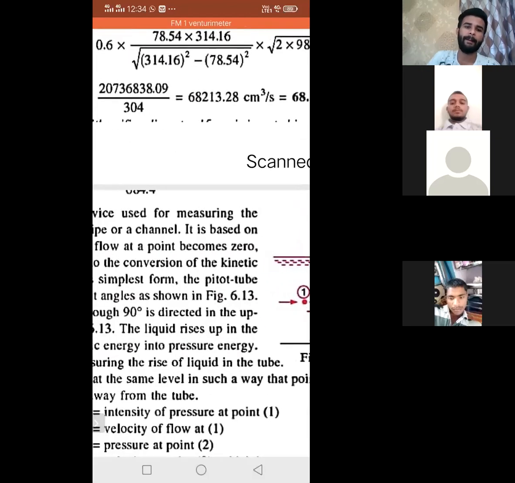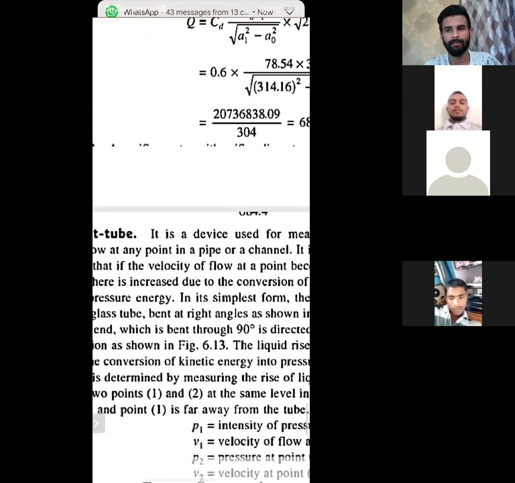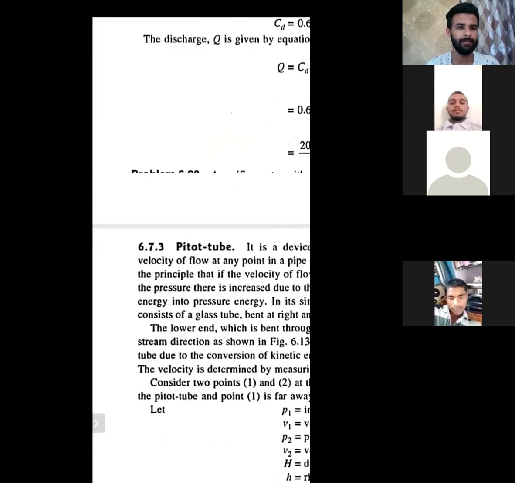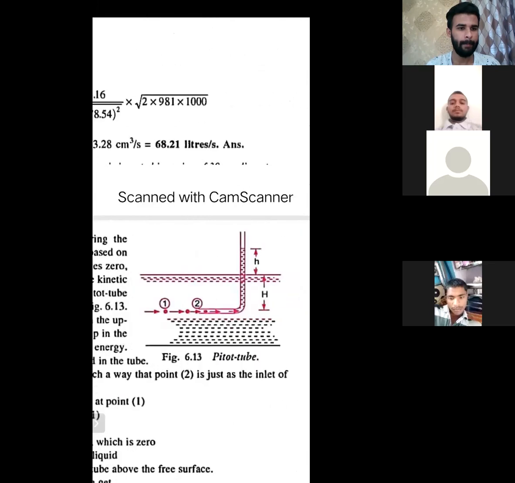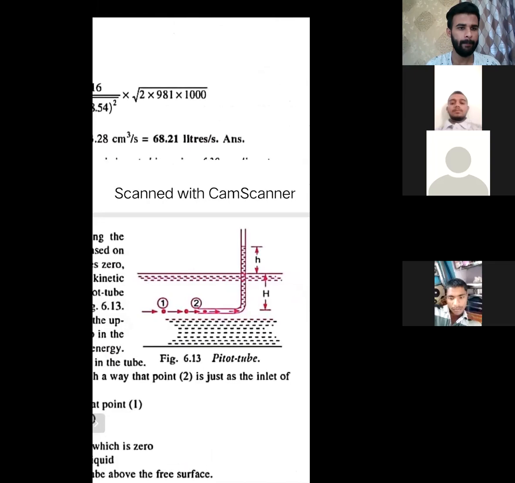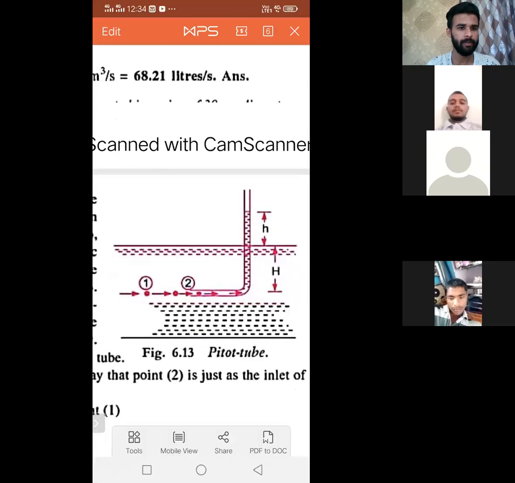A pressure difference is to be created, and here there is conversion of kinetic energy into pressure energy. Again, it is simply a glass tube bent at right angles. Okay, this is the diagram of the pitot tube.